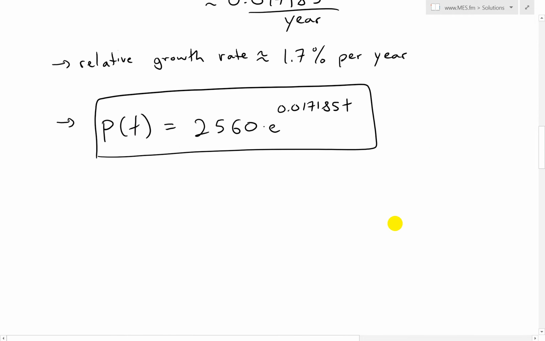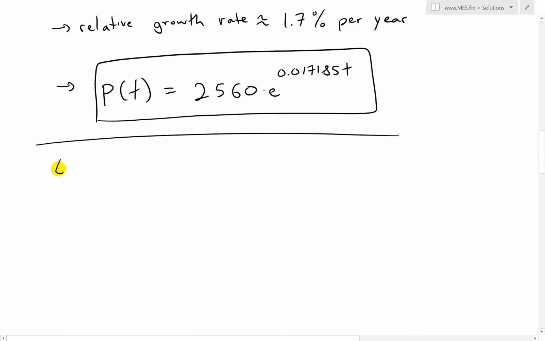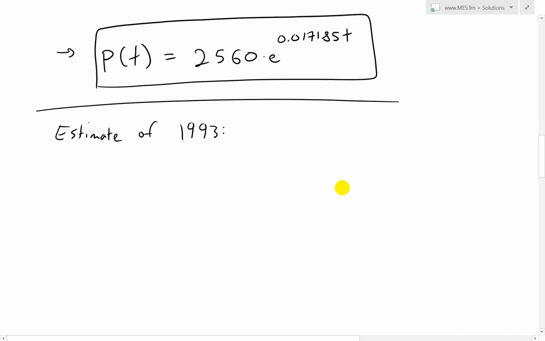So let's look at the year 1993. So estimate of 1993. 1993 is 43 years after 1950. In other words, this is the same thing as writing P of 43, because 1950 plus 43 is 93. So that's year 1993. So we just plug this in: 2560 e to the 0.017185 times 43.